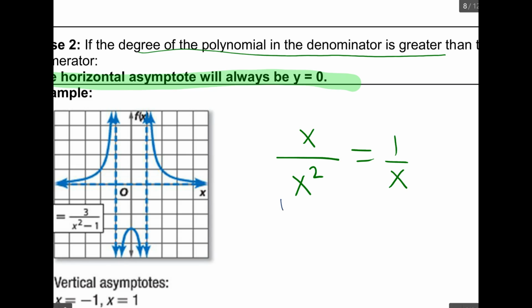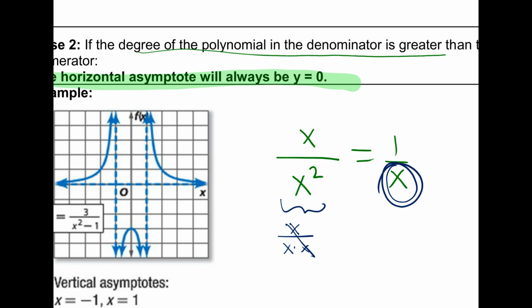Right, so when I cancel out one of my x's, I have 1 over x, because this is technically x over x times x. And when I graph 1 over x, this gets closer and closer and closer to 0. As I put bigger and bigger numbers in for x, the overall number gets smaller.